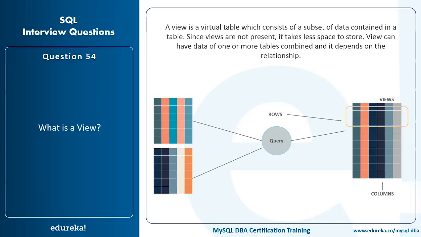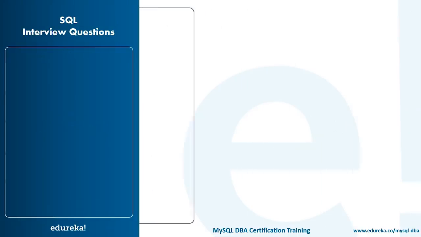As you can see on the screen, I have two tables of n number of rows and columns. Once I execute a query to form a view, you can clearly see that it has combined the columns and the rows from both the tables and has created a view of both of these tables in a single table. That's what a view is.